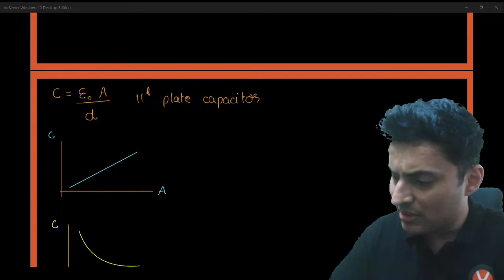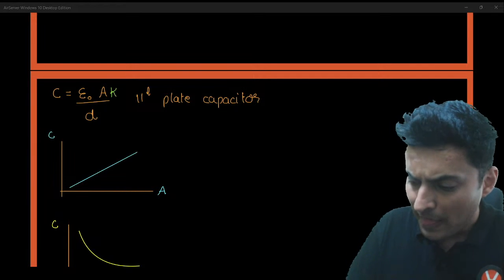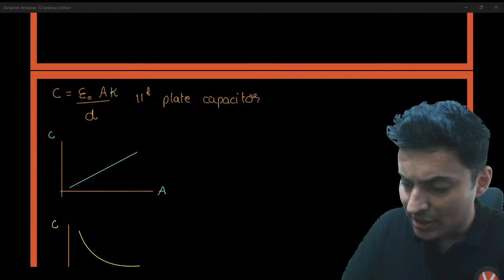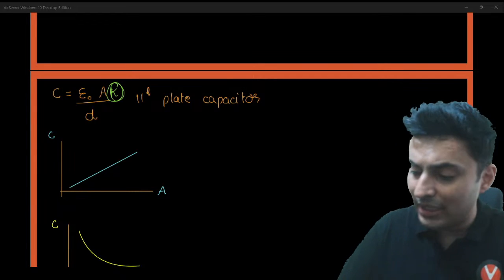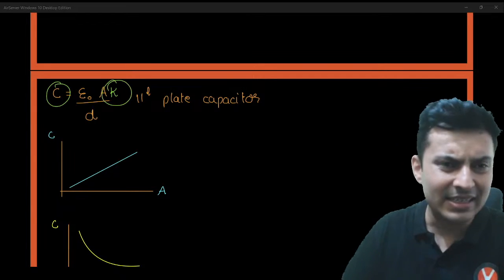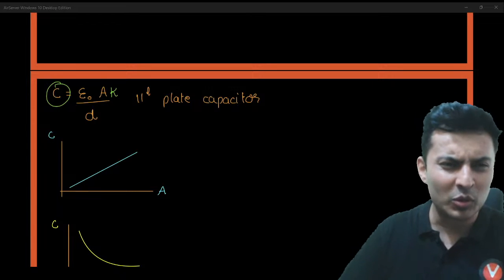If those kinds of questions come, then what you do is basically remember one simple fact. The dielectric constant just comes on the top. So more the dielectric constant, more is the capacitance. As simple as that. It is just directly proportional to it.